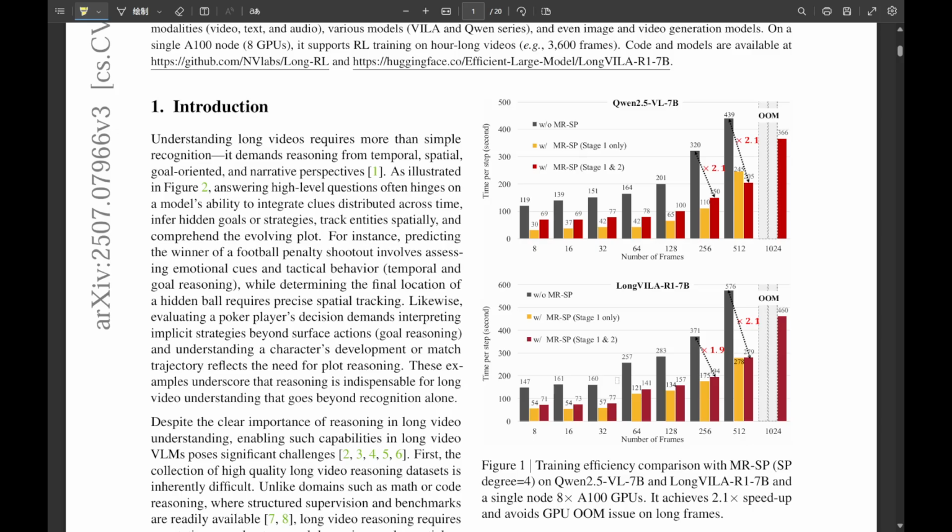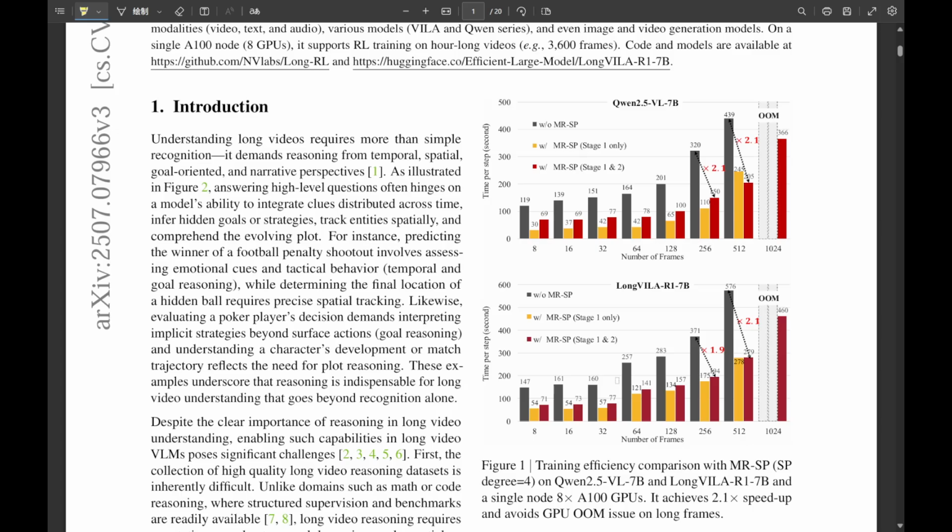You hear it all the time. GPUs OOM with 512 frames. Right. OOM with 512 frames. I remember that bit. So these hurdles, complex reasoning, data scarcity, the sheer compute cost, they've really held things back. Definitely. They've made it hard to build VLMs that can truly reason over long videos.